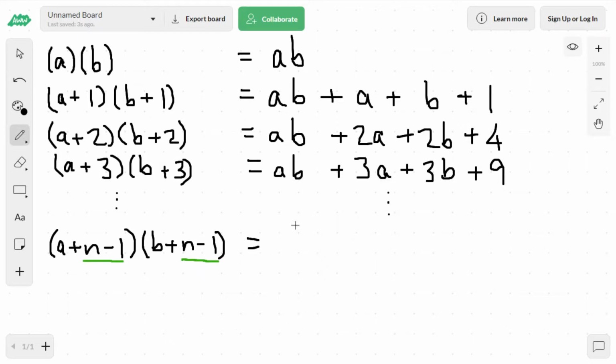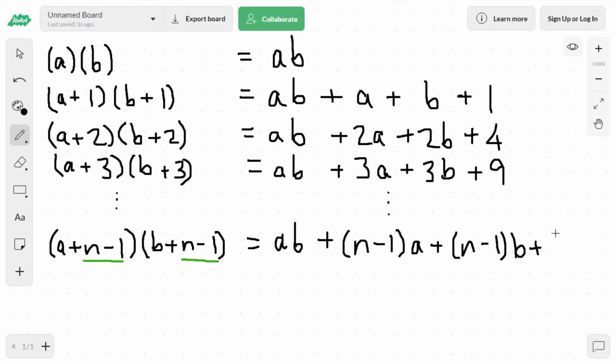So we'll have A times B, the conventional A times B like we have in all the others, plus n minus 1 times A, plus n minus 1 times B, plus n minus 1 squared. There we go. Okay, cool. So what are we learning from this? Well, a fair bit, I guess. The main thing is that we want to add all these things up, right?